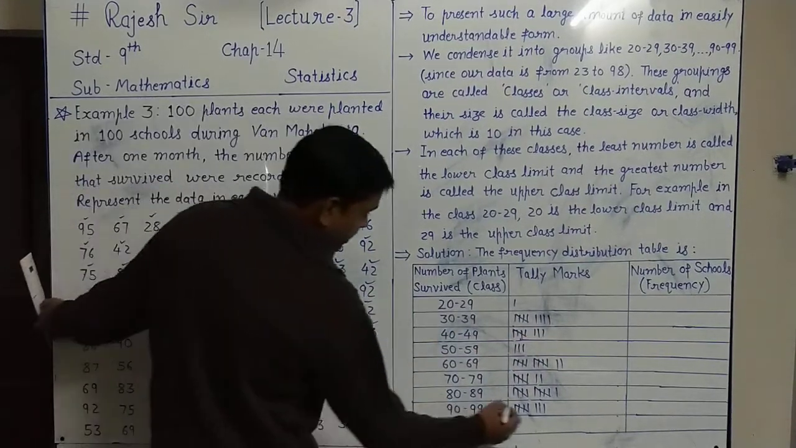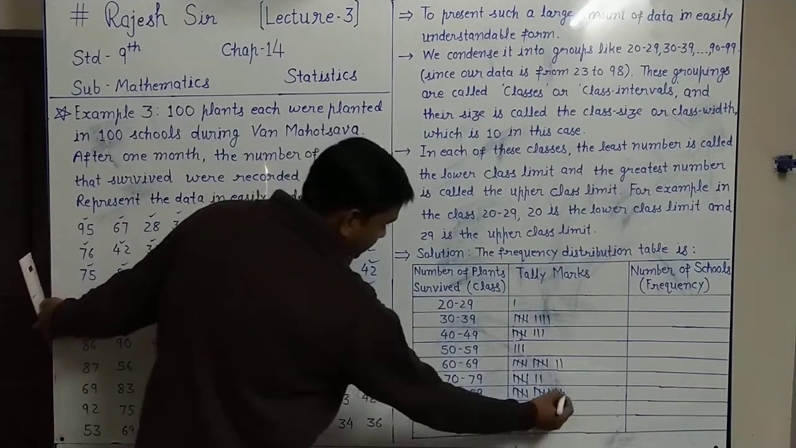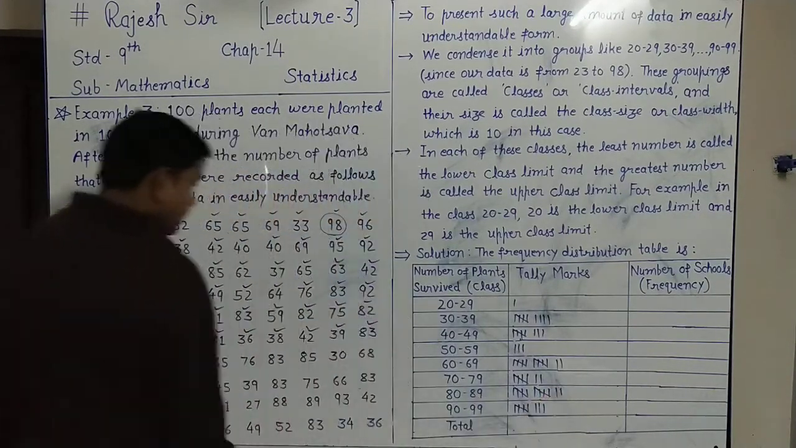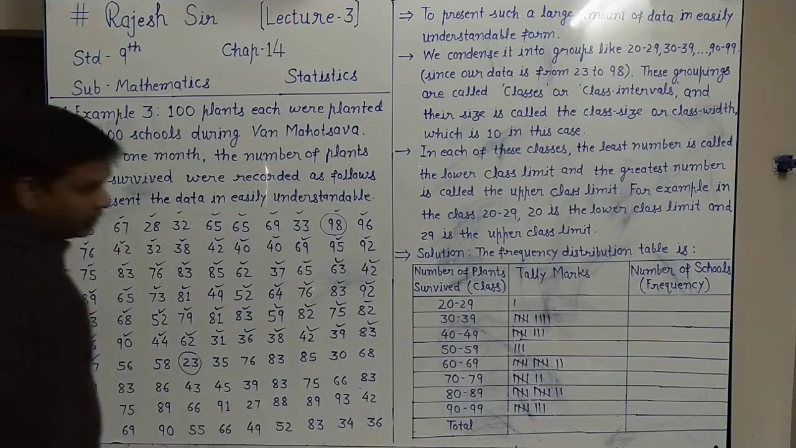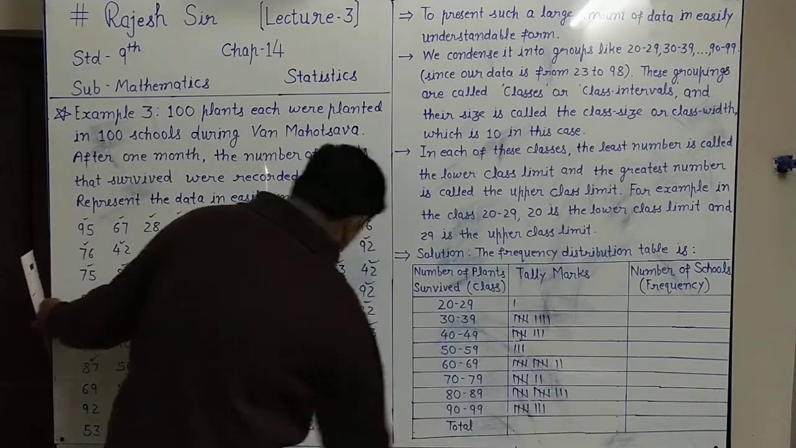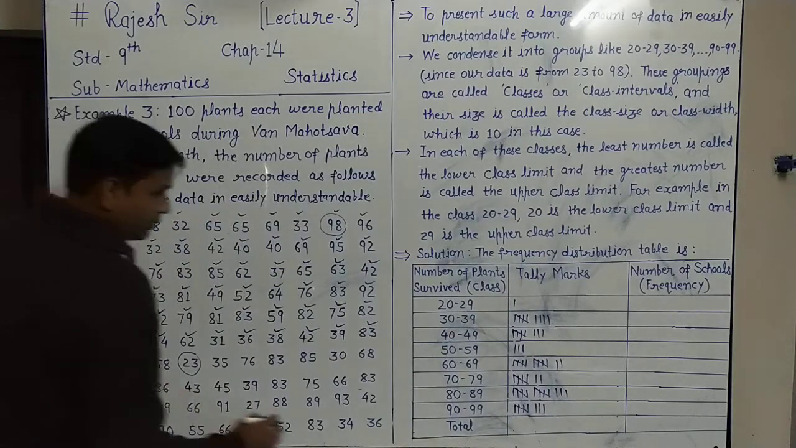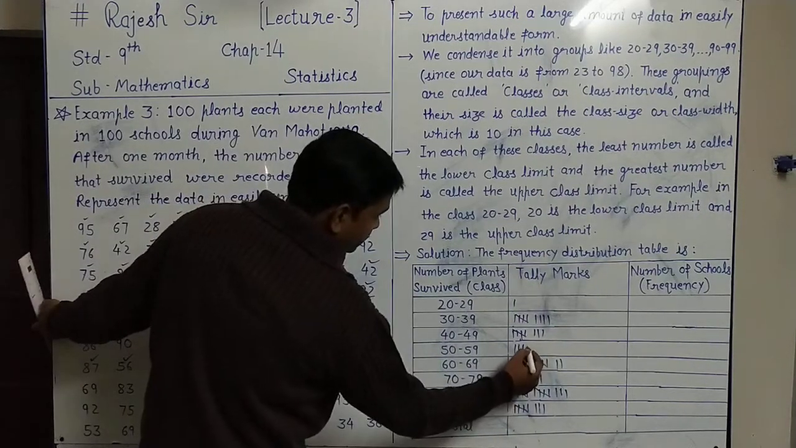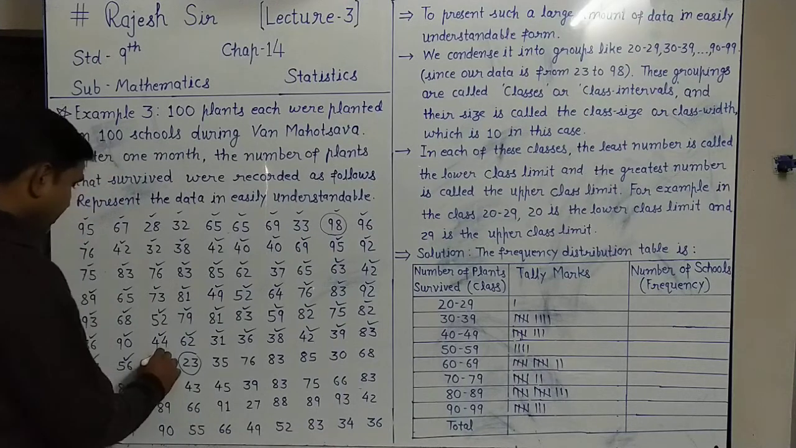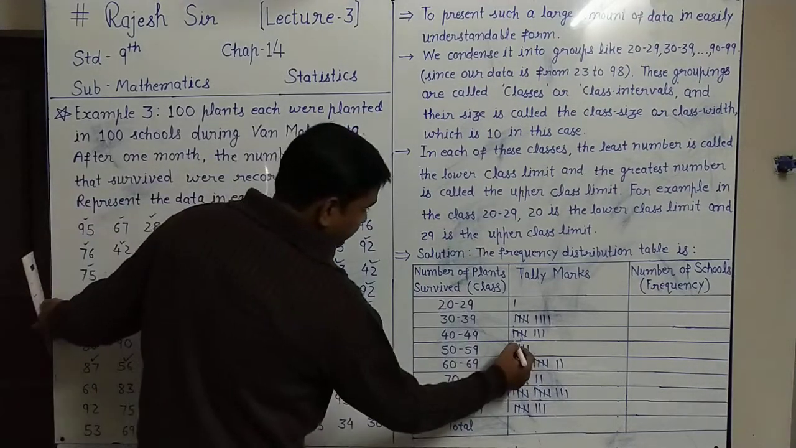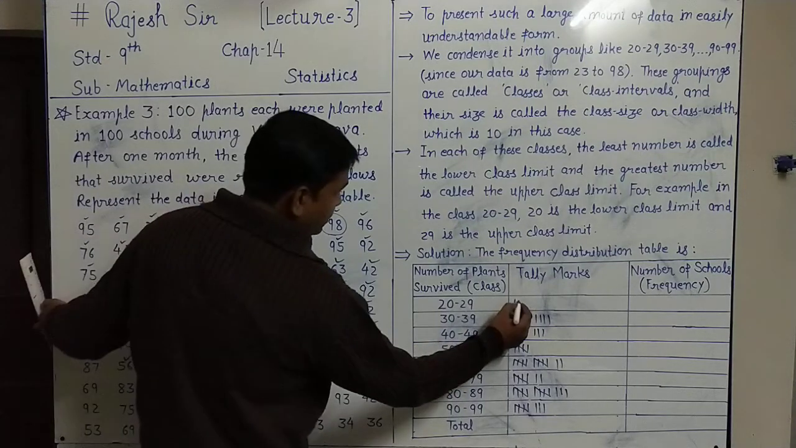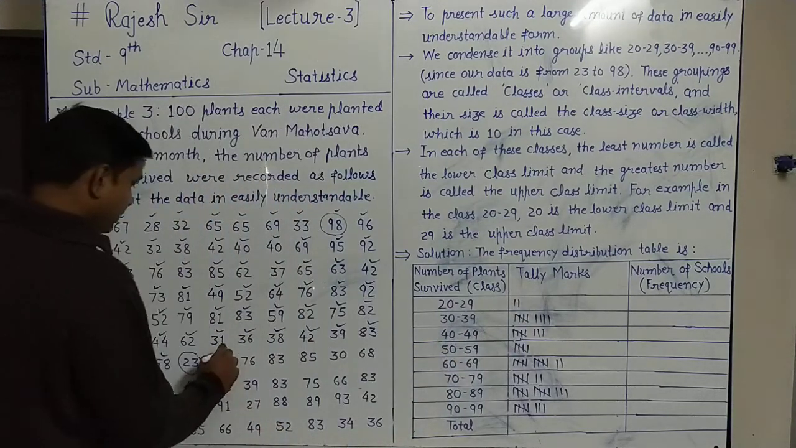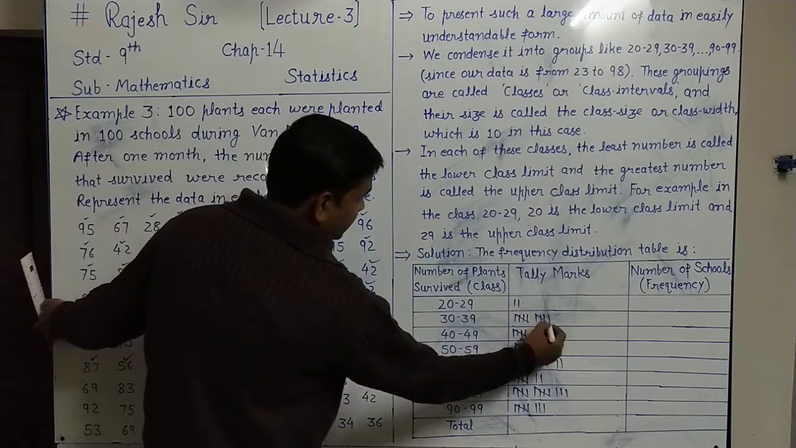83 is in 80 to 89. Next 87, here we have it will be 80 to 89. 56, 50 to 59. 58 in the same fifth one. 23, the least number in the first group. 35, 30 to 39.